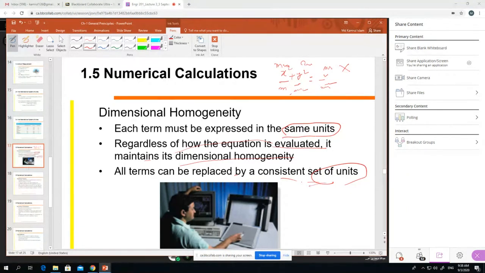So the unit has to be the same. And dimensional homogeneity means that if it is the 2 degree, it has to be 2 degree, and it has to be also 2 degree. This is called dimensional homogeneity.